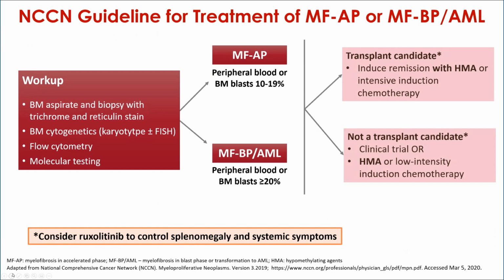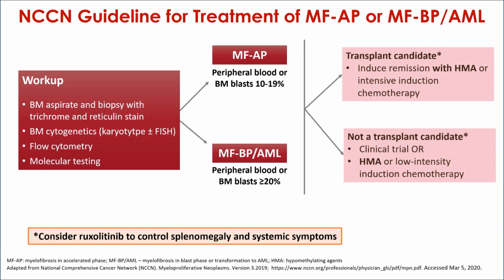And what we do, if the patient is a transplant candidate, we try to first apply hypomethylation agents, HMAs, which are azacitidine or decitabine. They appear to be about the same effectiveness as with the intensive chemotherapy. Only then, if HMAs don't work, we go to intensive chemotherapy, followed immediately by the transplant.